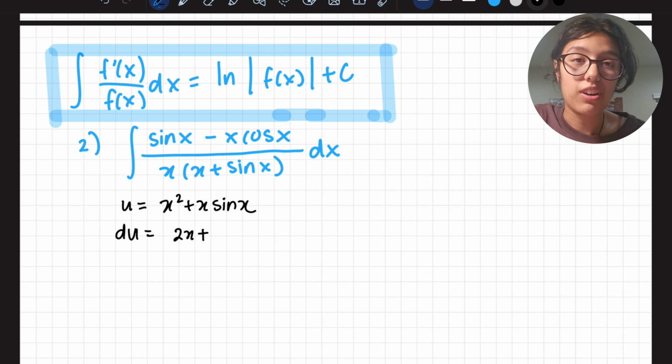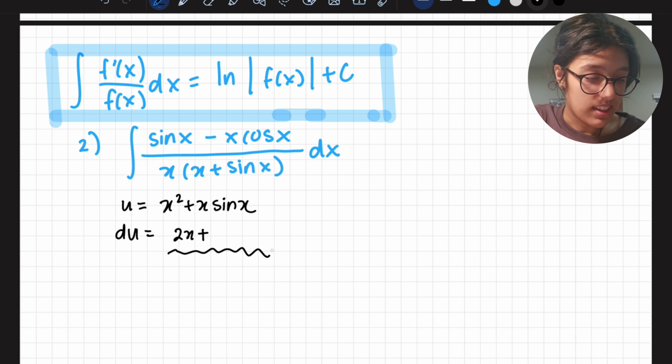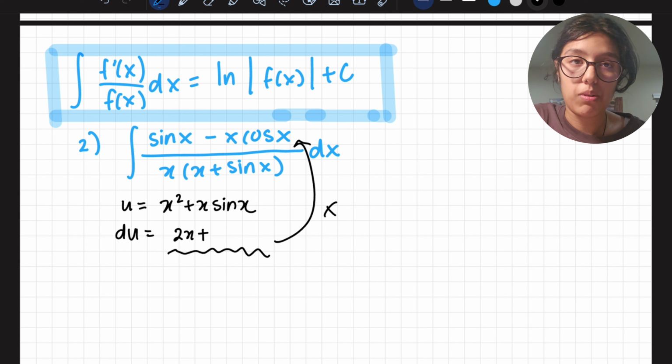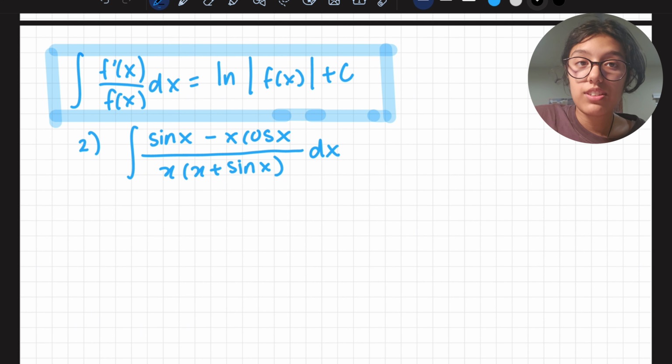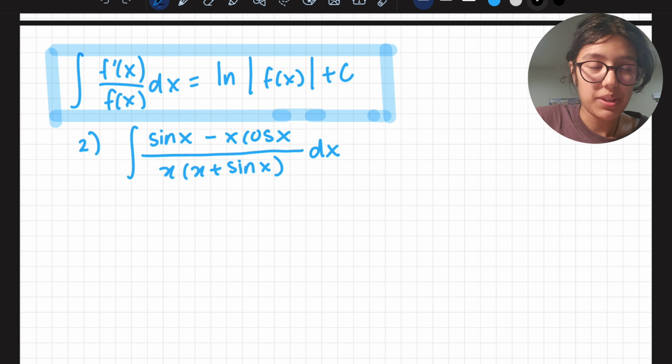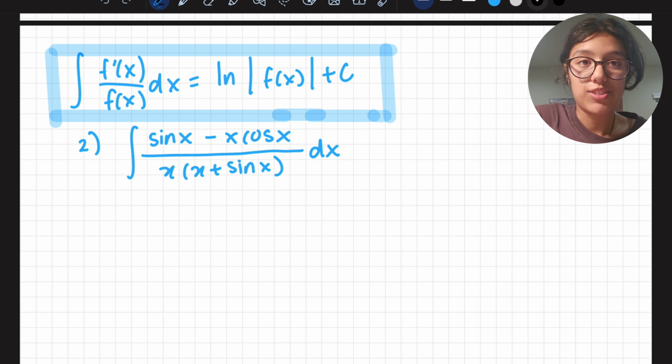You could apply the product rule if you wanted to, but even if you apply the product rule, you're not going to get this equal to this. That's just not going to be possible. In other words, you need to simplify this integral first, and then you can apply this formula. So simplifying this integral in a way that we can actually apply this formula is a bit tricky. But here is what you have to do.